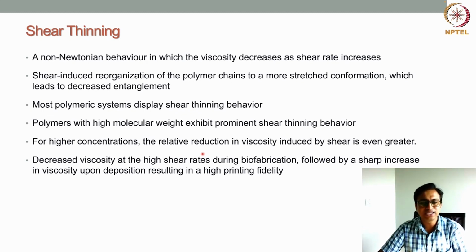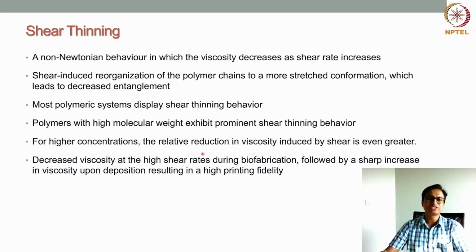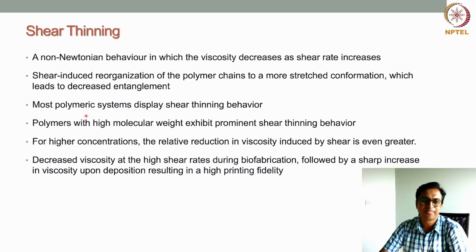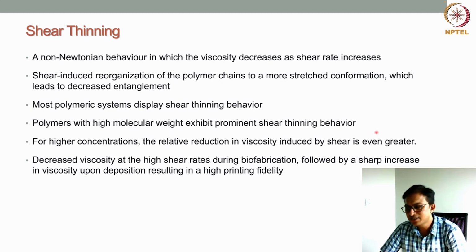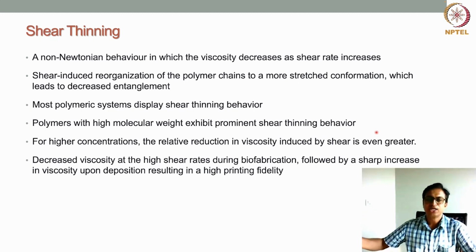Okay. The other thing is, whenever we withstand the shear force, again the viscosity will increase further. Again the reorganization will start happening, which means the material can come back to its original state. So shear thinning is very important for bioprinting, because with shear thinning we can easily extrude the material out of the nozzle. Most polymers display shear thinning behavior, and polymers with high molecular weight exhibit prominent shear thinning behavior, because in the case of a high molecular weight polymer material, the chain length is longer, so the entanglement can also be very high, right?